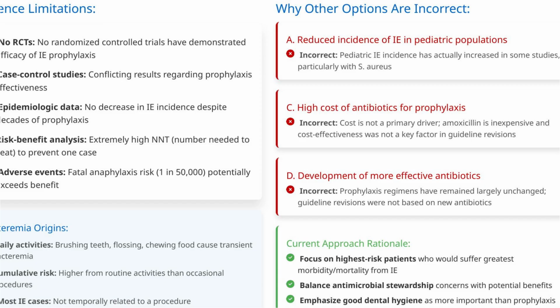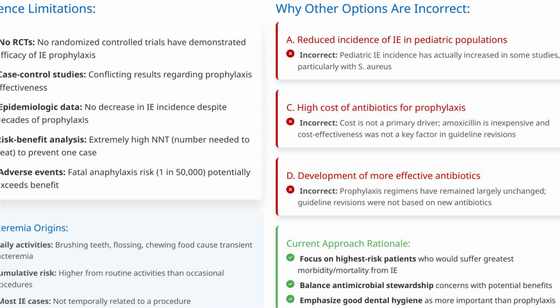There have been no randomized controlled trials demonstrating the efficacy of infective endocarditis prophylaxis. Case control studies show conflicting results regarding prophylaxis effectiveness. Epidemiologic data hasn't shown a decrease in infective endocarditis incidence despite widespread prophylaxis use. Risk-benefit analyses indicate an extremely high number needed to treat to prevent a single case. Additionally, the risk of fatal anaphylaxis, estimated at 1 in 50,000, potentially exceeds the benefit in many cases.